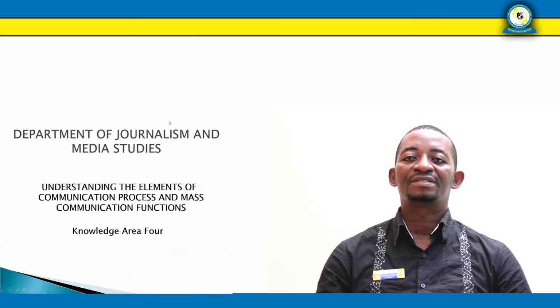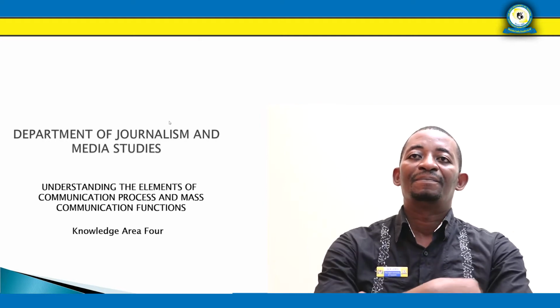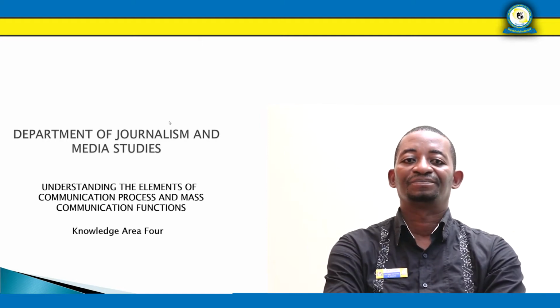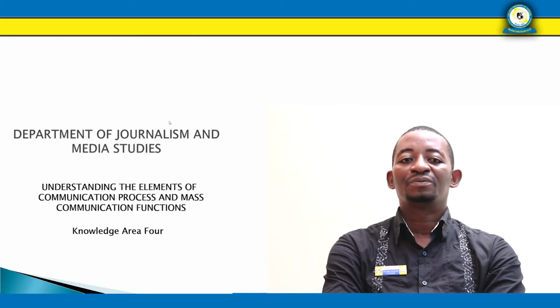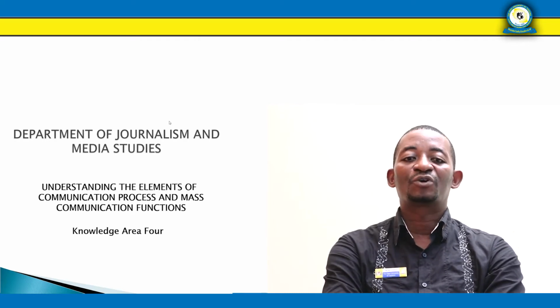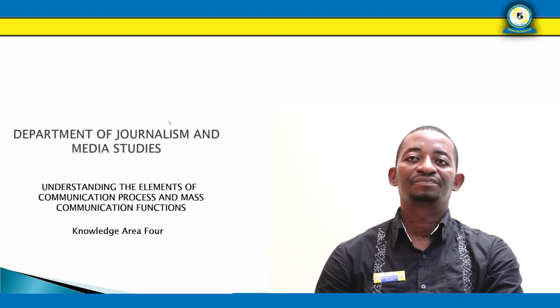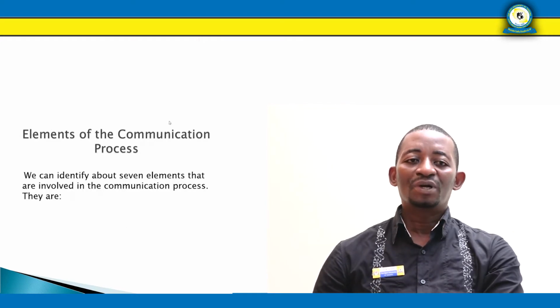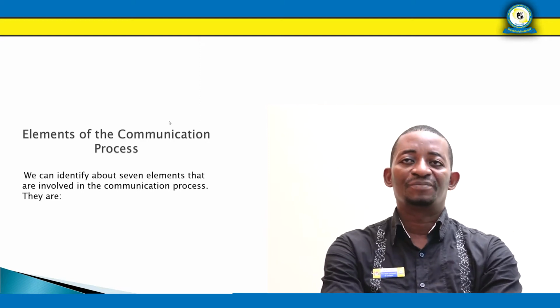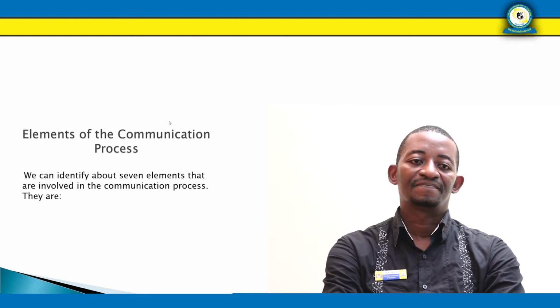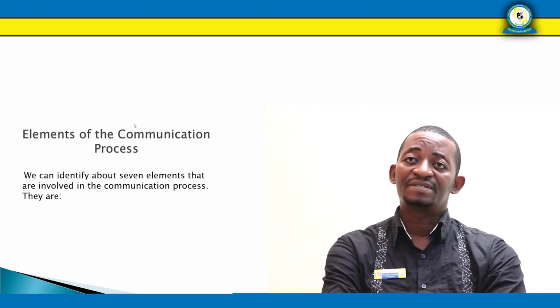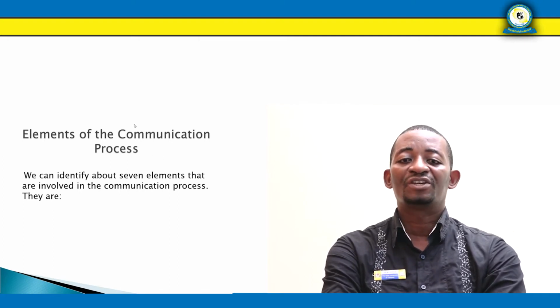And the subject is Introduction to Journalism and Mass Communication. Now, I'm taking you through understanding the elements of communication process and mass communication functions. That is Knowledge Area 4. What are the elements of the communication process? We can identify about 7 elements that are involved in the communication process.